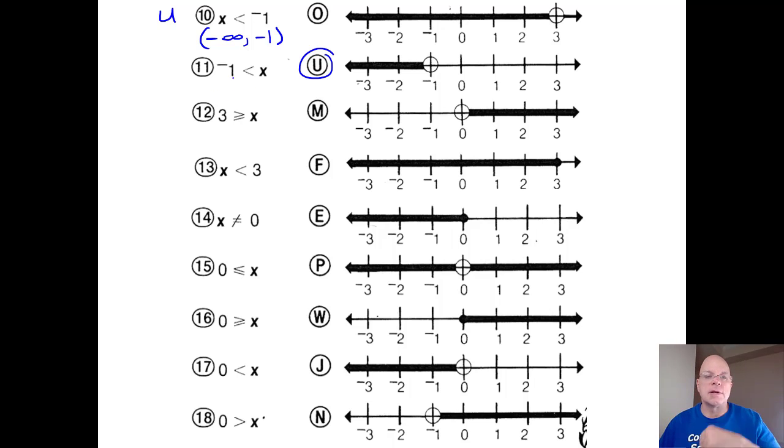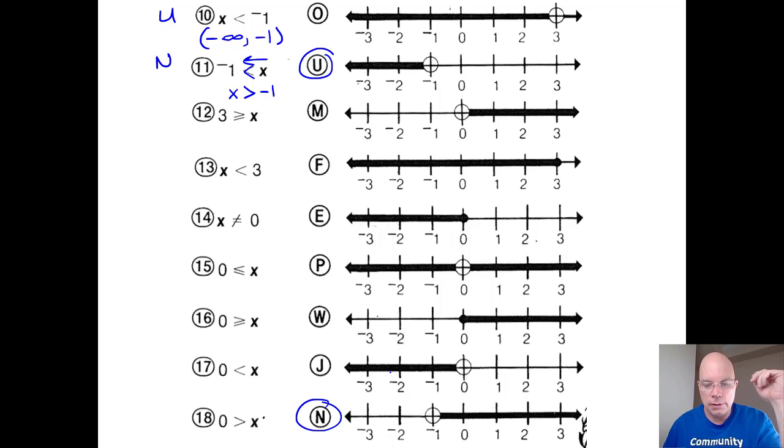11. Oh, this is different. Negative 1 is less than x is the same as saying x is greater than negative 1. If you read right to left, that says x is greater than negative 1. So if it helps you to rewrite it, do that. So we're looking for an open circle at negative 1 and an arrow to the right. That looks like n.